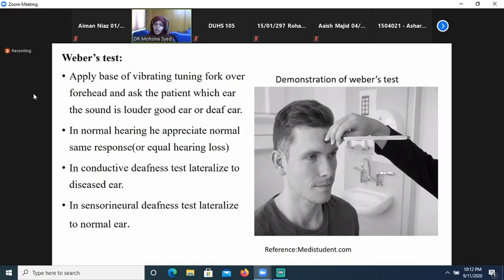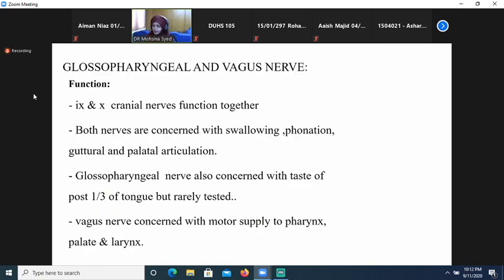Now the glossopharyngeal and the vagus nerve. Glossopharyngeal and vagus nerves function together, and both of them are concerned with swallowing, inflammation, guttural and palatal articulation. Glossopharyngeal nerve also carries taste of posterior 1/3 of the tongue, but it is rarely tested. Whereas vagus nerve is concerned with the motor supply to the pharynx, larynx, and the palate.